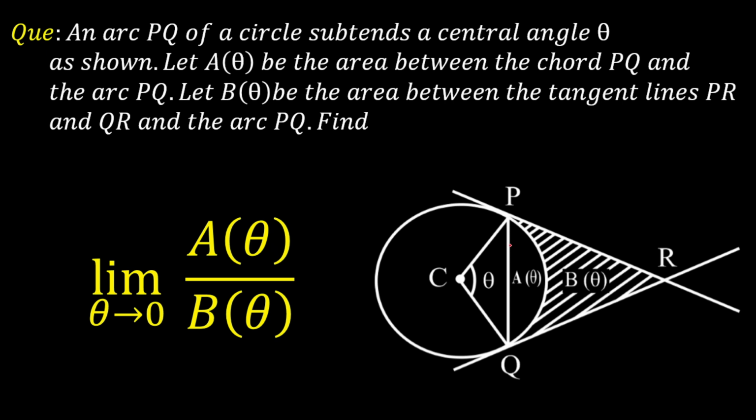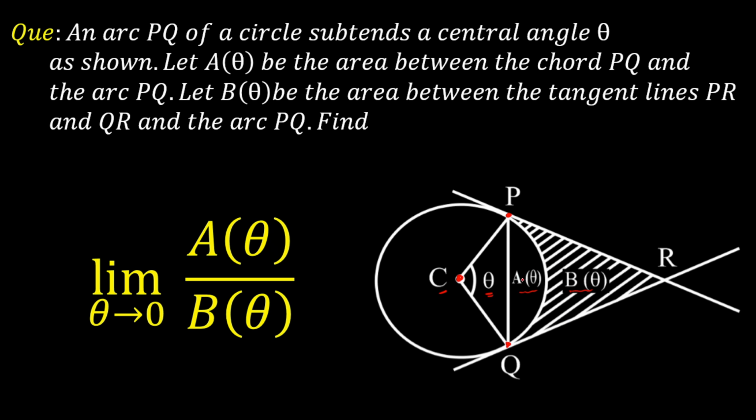Hello everyone. So today we're going to look at a nice problem from geometrical limits. Now the question is, if P and Q are 2 points on the circle, if I join PQ, I'll get a chord. Now this chord subtends an angle theta at the center, that is C. Let's say the center is C. Now A theta and B theta are the following quantities.